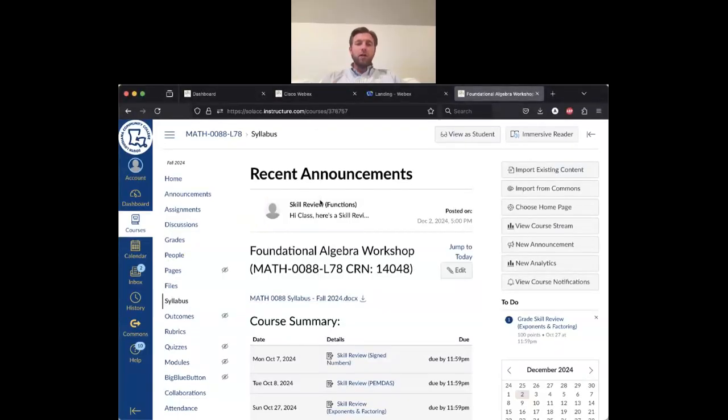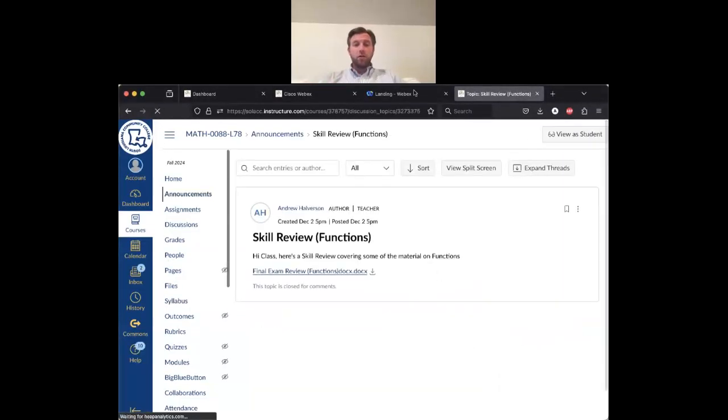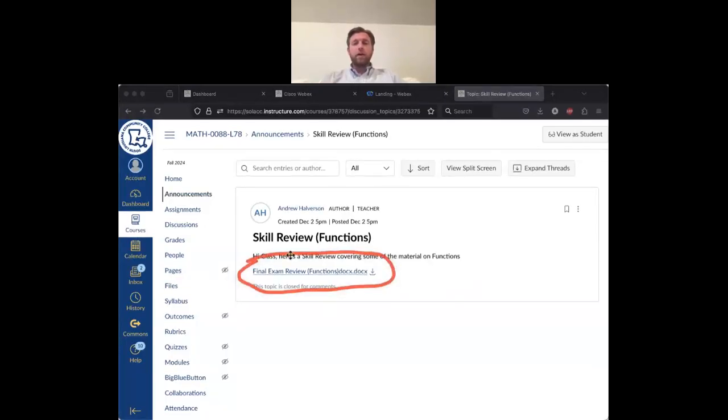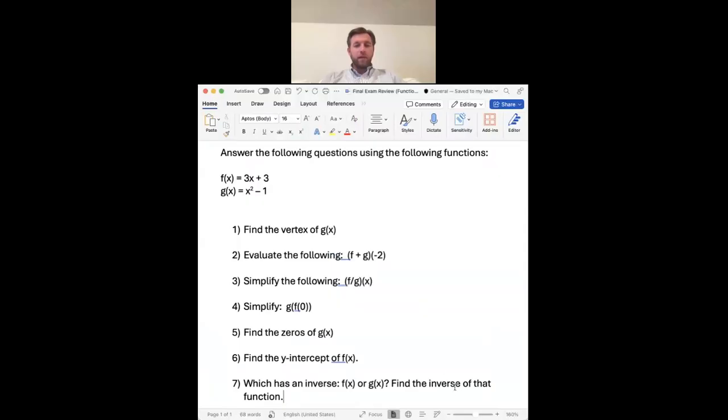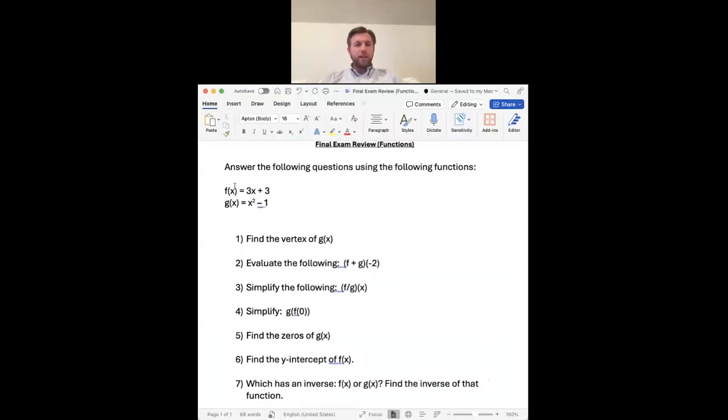When you click on the announcement, you should see the Word document that I've loaded, final review functions dot Word document. Now that Word document looks like this. Okay, this is what it looks like. Using these functions, it basically has these 7 questions down here, and that covers a variety of things.